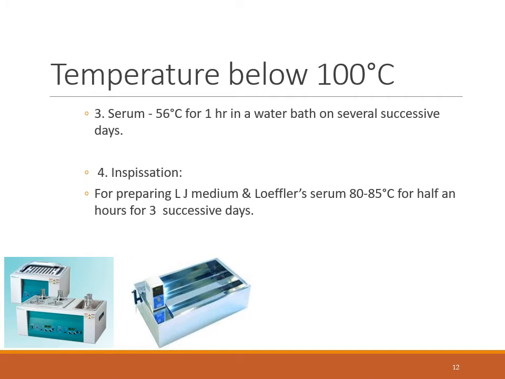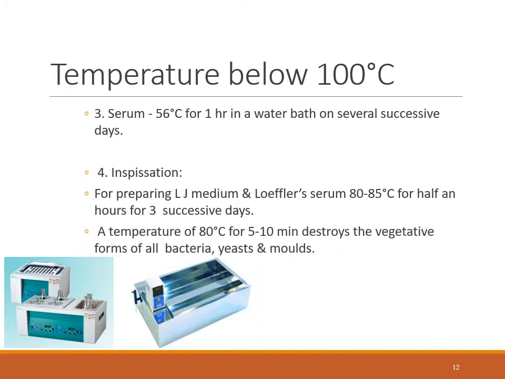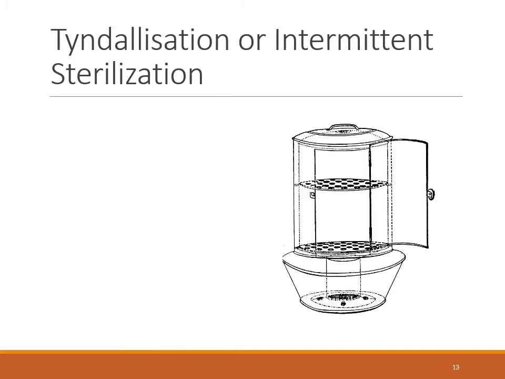It is used for preparing Loeffler's media and Lowenstein-Jensen media, at 80 to 85 degrees Celsius for half an hour on 3 successive days, for removal of all types of bacterial spores. A temperature of 80 degrees Celsius for 5 to 10 minutes destroys the vegetative forms of all bacteria, yeasts and molds. Then the tyndallization, or intermittent sterilization.